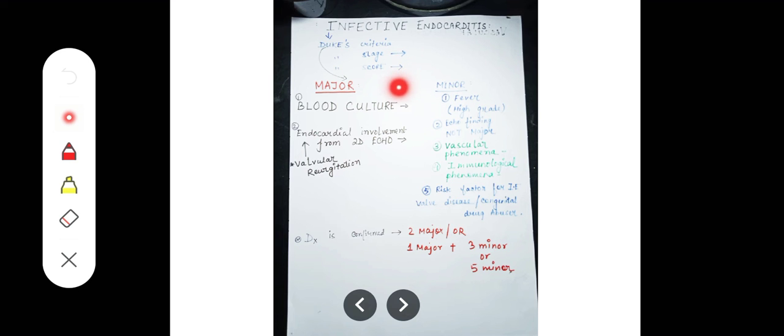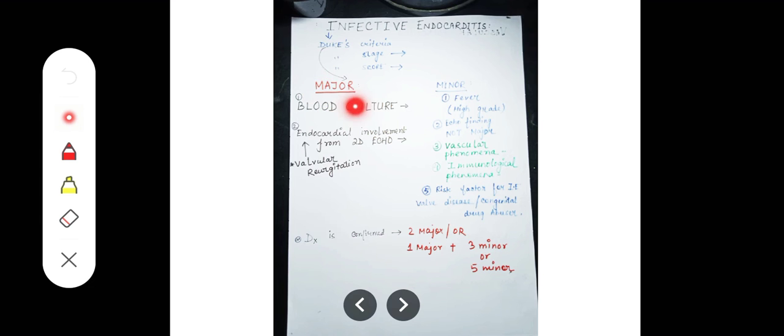So once more, let us see the three Dukes of our general medicine. Duke's criteria, that is for infective endocarditis. Duke stage, that is for colorectal CA. Then we have Duke's code, that is for chronic stable angina. Okay, now let us see Duke's criteria in detail.